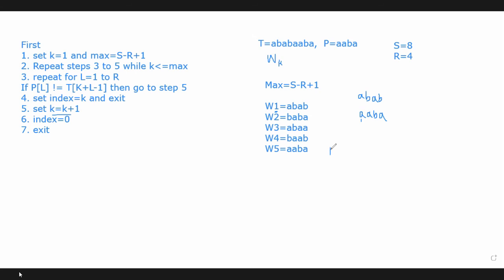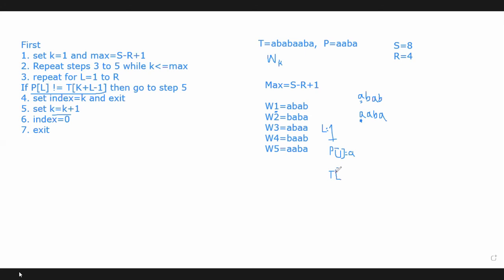Here P of L, when L equals 1, P of 1 equals what character? A, right? Yes. For that character, we got a similar one. When L equals 1, we can see that P of L equals T of K plus L minus 1. Look at this step: P of L not equals T of K plus L minus 1. What is the value of L? The value of L is 1. So when P of 1 equals A, what is the value of T of K plus L minus 1?